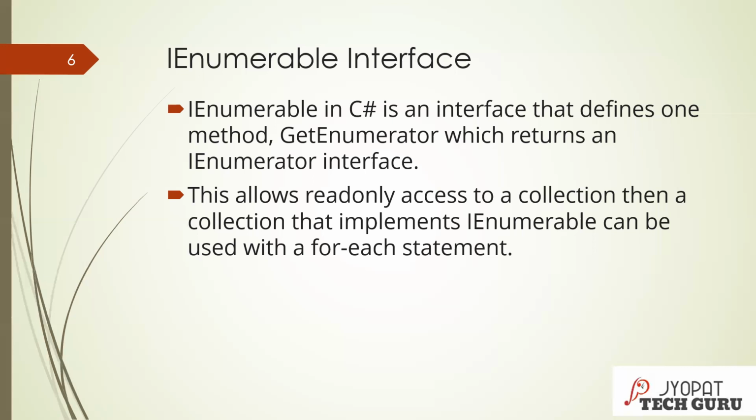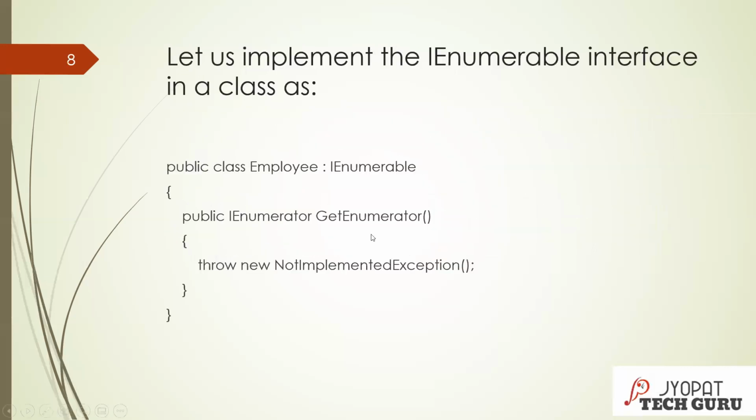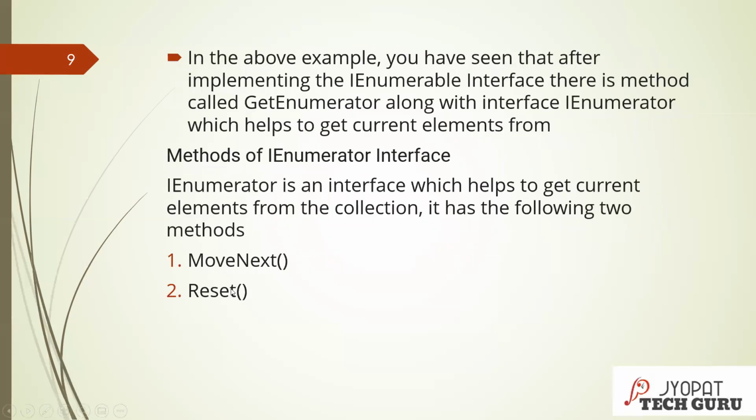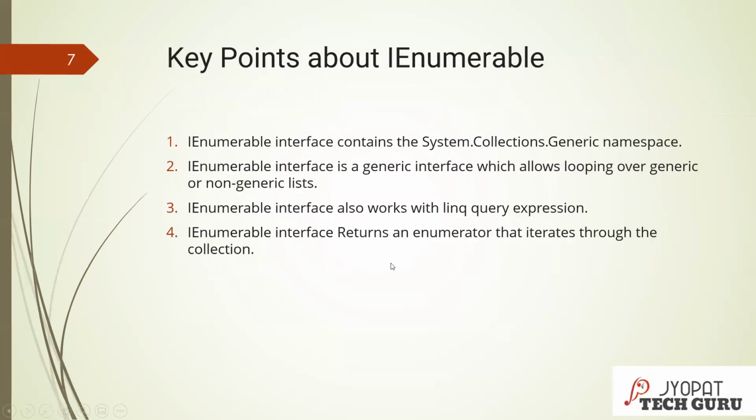So what is this IEnumerable interface? IEnumerable in C# is an interface that defines one method called GetEnumerator, and the return type of this GetEnumerator is IEnumerator. IEnumerator itself is an interface which contains specific methods like MoveNext as well as Reset.